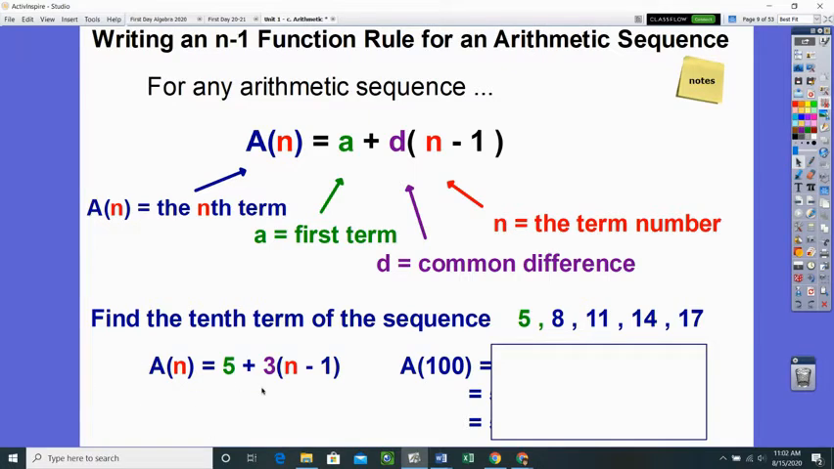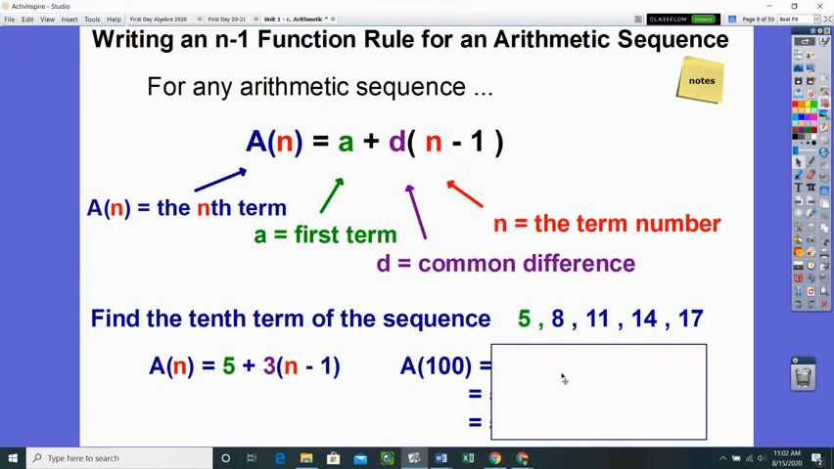Okay, so let's figure out what would the 100th term be? That's the value of an explicit rule. So you're going to put 100 in here right now. Can you find a of 100 using the n minus 1 rule? Please pause the video and come back when you're set.